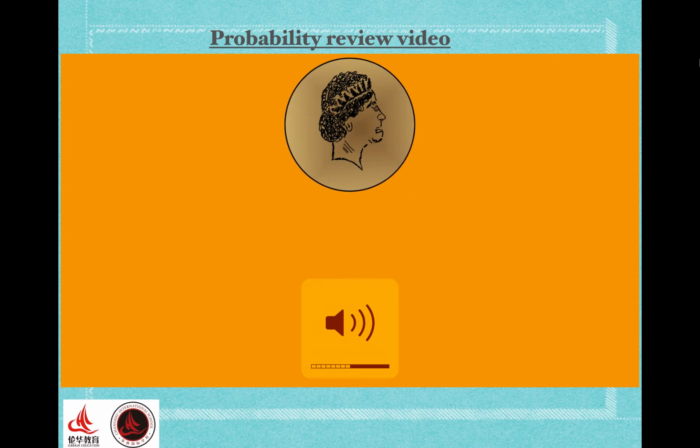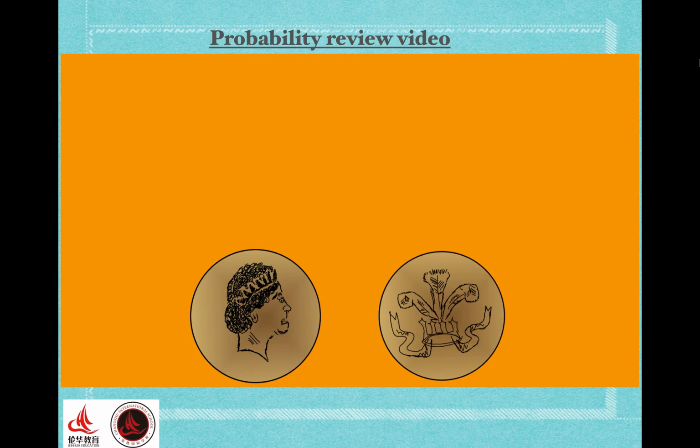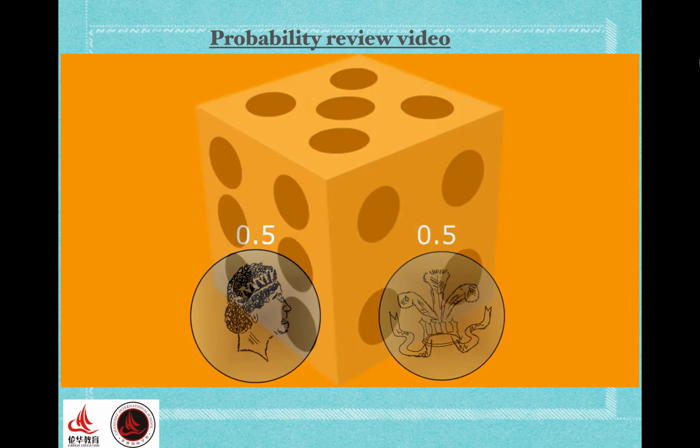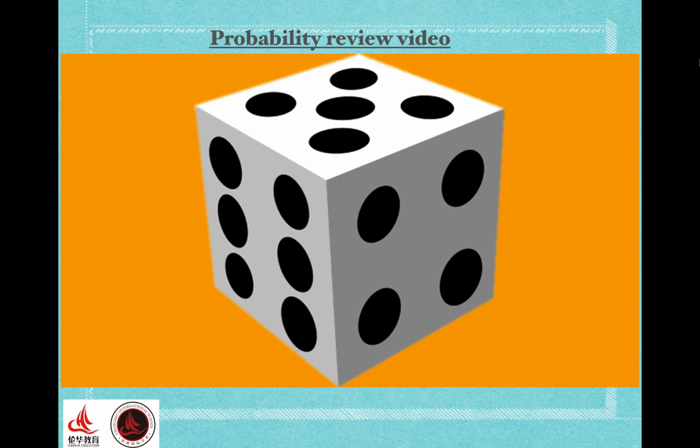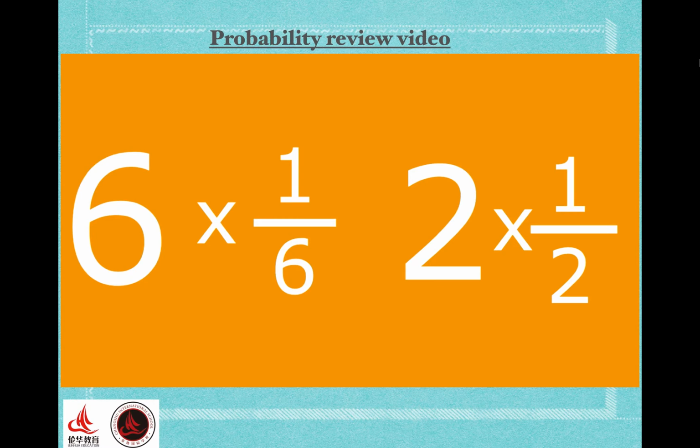A coin is tossed. Will it either land on heads or tails? If both are equally likely, then each will have a probability of 0.5 or a half. A dice has 6 sides, so each number should be equally likely at 1/6. In both cases, the total probability for all options is 1. 6 times 1 divided by 6, or 2 times a half. The probability for all possible options is always 1.